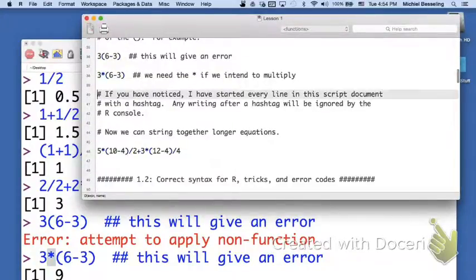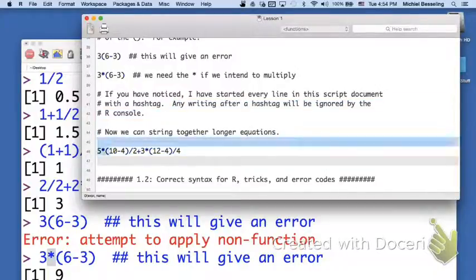Okay, as I mentioned, if you haven't noticed, I've started every line in this script document with a hashtag, the pound symbol. And any writing after a hashtag is ignored by the console. So let's try stringing along.